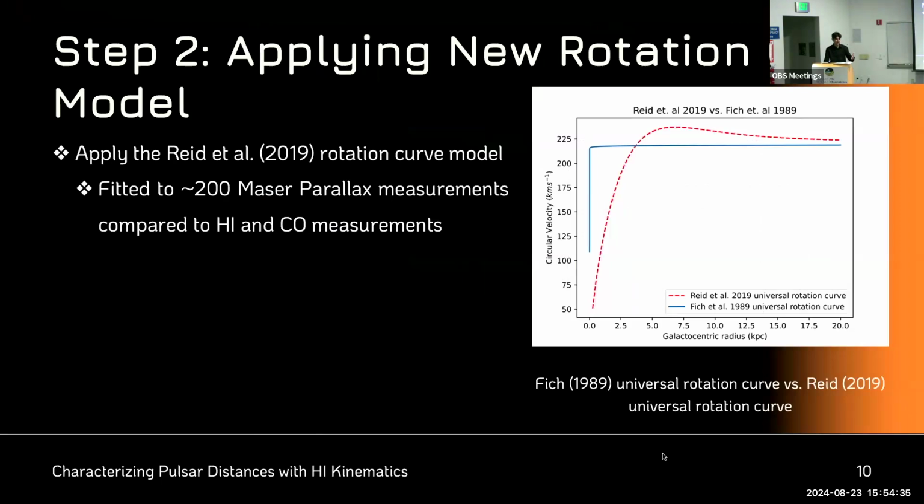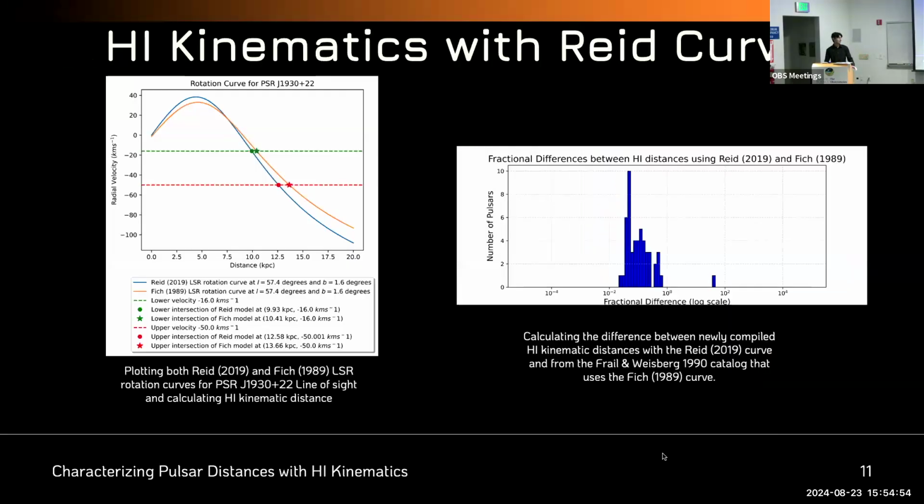So after we understand how to actually calculate these H1 kinematic distances, we can apply the new rotation curve model from 2019. Just a reminder, here's basically the differences between the two models. As you can see, the red is the newer one from 2019, and the blue is the older one from 1989. And we go about the same process for all 50 pulsars. We just plot the rotation curve model along its line of sight.